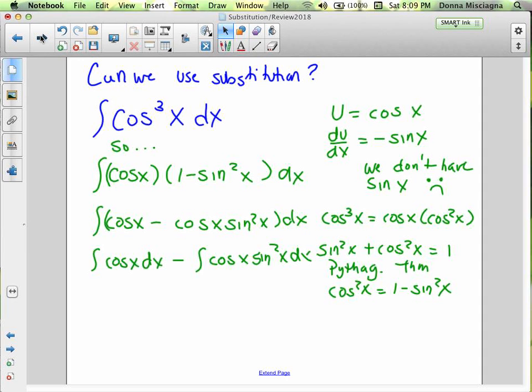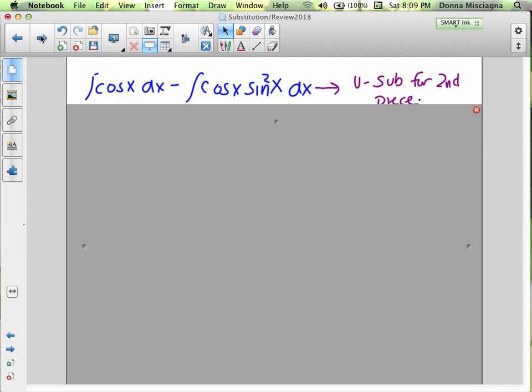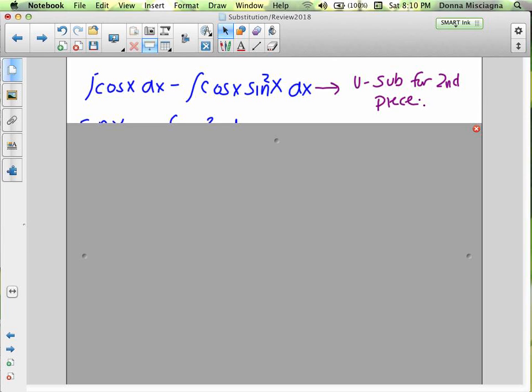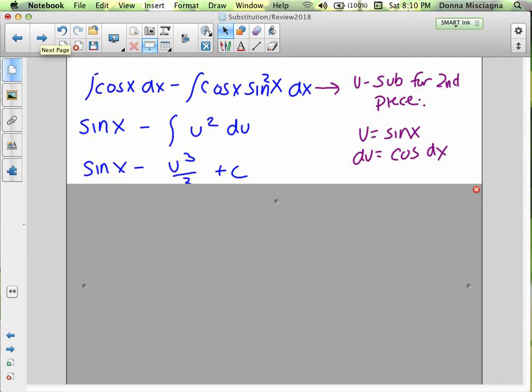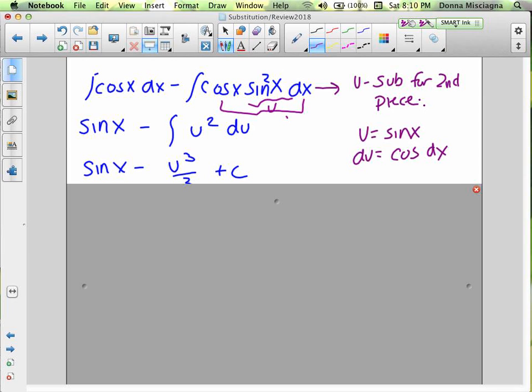I actually have it all done for us. All right, so we have the integral of cosine x dx minus the integral of cosine x sine squared x dx. Now we can do a u substitution for the second piece. No problem integrating the cosine x, that's just sine x. And then we now have u is sine x, du is cosine x dx. We'll replace the sine squared x in this part here. Just the sine x is replaced with the u. The cosine x dx is replaced with du, and we just raise u to the second power.